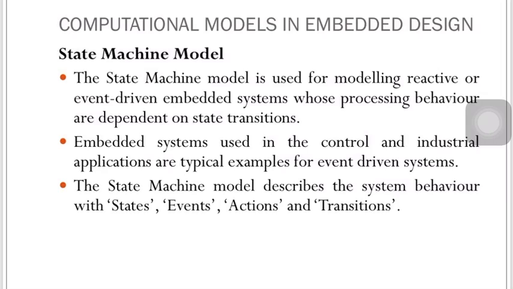So the state machine model describes the system behavior with states, events, actions and transitions. Now we need to understand these four things: what is a state, what is an event, what are actions, and what are transitions. For the water level indicator example, what are the states? We can say there are two states: the motor is turned on, or the motor is turned off, right? What is the event happening? Whether the level of water is low or whether the water level is full, that is the event.